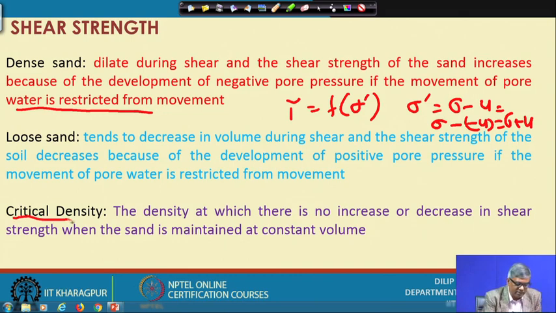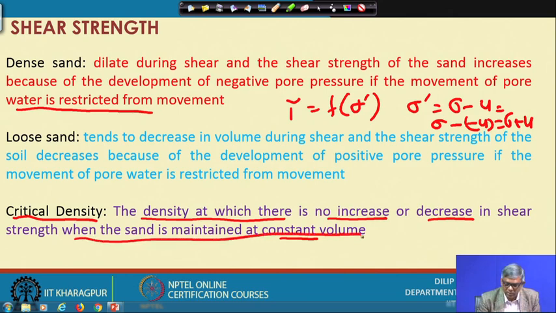And this is the critical density, that means the density at which there is no increase or decrease in shear strength when the sand is maintained at constant volume. That means at a particular density, when you shear, it will neither increase nor decrease in volume, and that will give you constant shear strength. That density is called critical density.